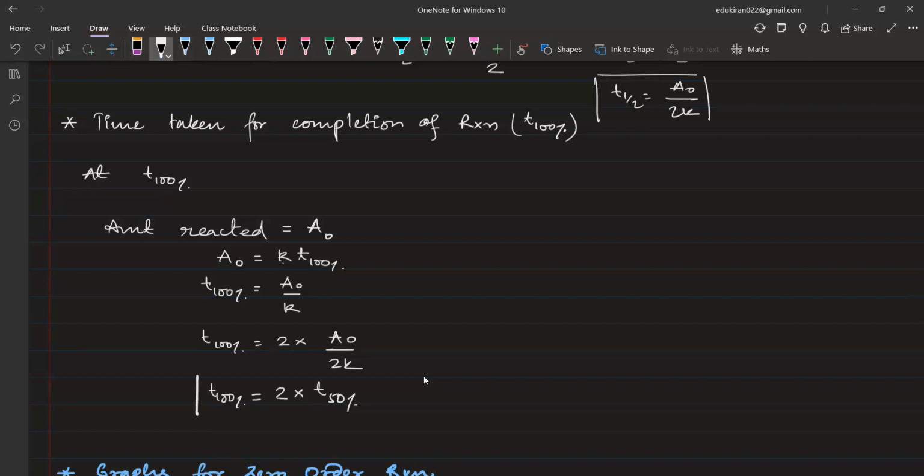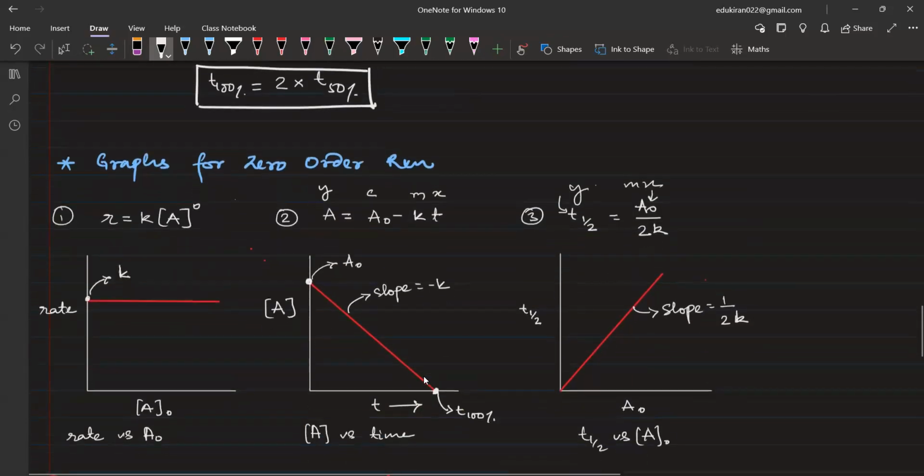What is the relationship between T 100% and T 50% for a zero order reaction? So this is the relationship: T 100% is twice that of T 50%. ठीक है. Next is the graphs for zero order reactions.